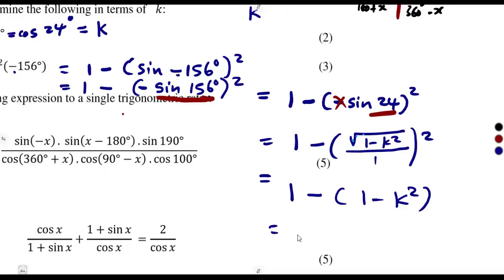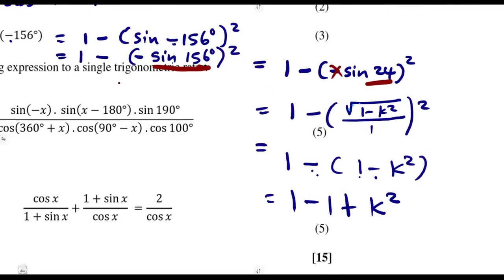So let's expand our brackets. 1 minus negative times 1, that's negative 1. Negative times negative k squared, that's positive k squared. So 1 minus 1 was going to cancel, and you remain with k squared at the end. So it was going to be k squared. 1 minus 1 was going to cancel. So that was the conclusion of your question, guys.